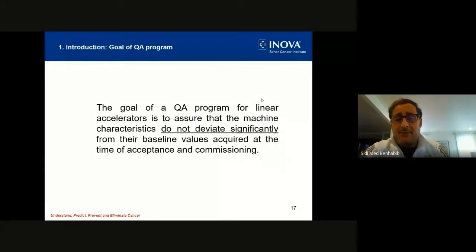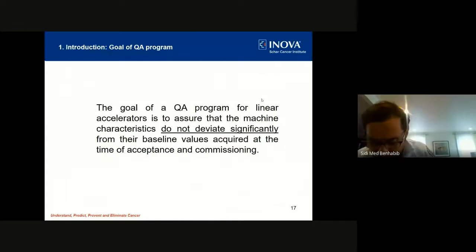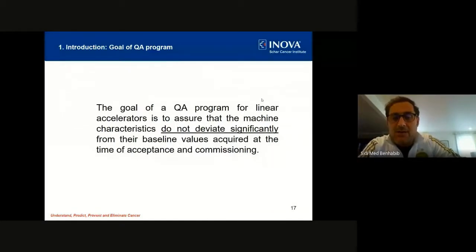So the goal of the QA program for linear accelerators. For today's presentation, we're gonna focus more on the LINAC and then processes. The goal of the QA program for linear accelerator is to assure that the machine characteristics do not deviate significantly from their baseline values acquired at the time of acceptance and commissioning. And this is very, very important. After we accept the machine, we do commissioning. And when we do commissioning, we record all these baselines for the daily QA, for the monthly QA. So the goal of the QA for the LINAC is to make sure all these deviations, daily deviations, are within the limit that we will see in the next slides. Next slide, please.